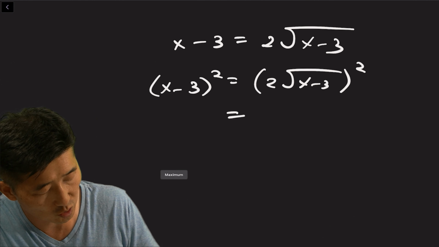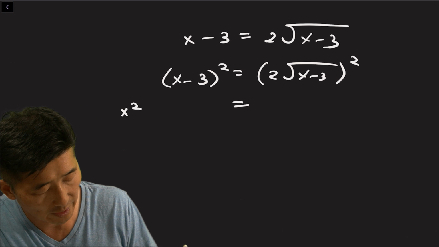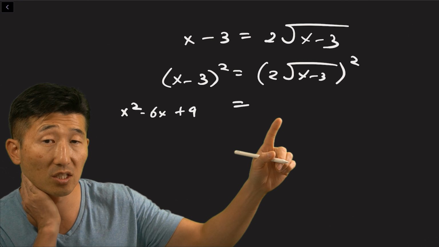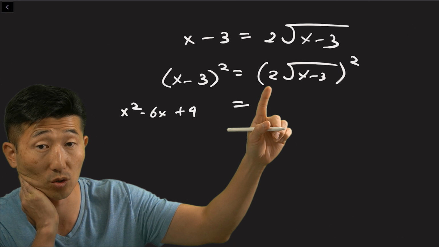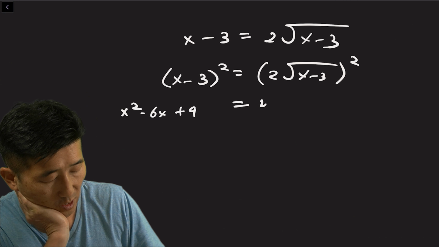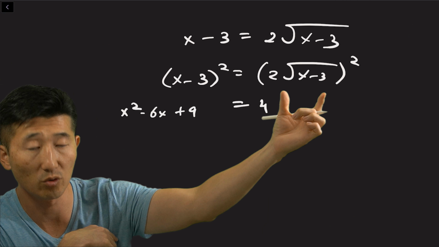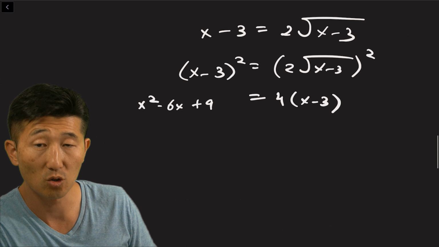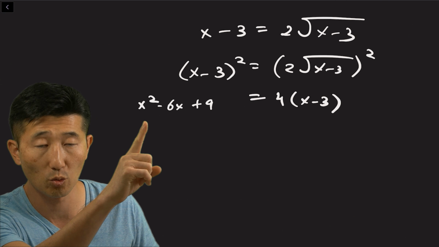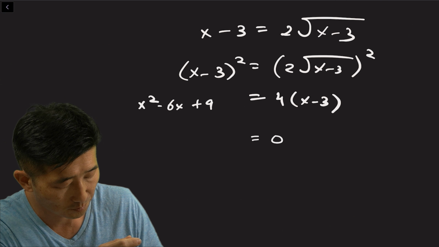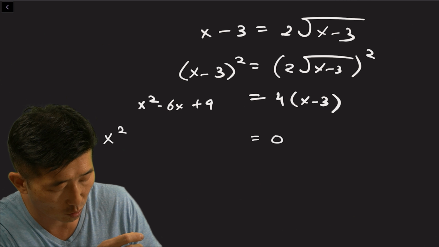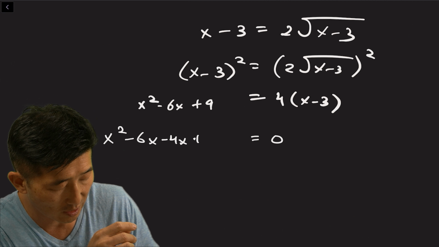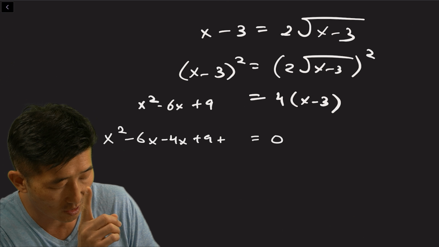Just be careful when you do these. This is going to become x squared minus 6x plus 9. And this, when you square the 2, it becomes 4. And when you square the square root, you get x minus 3. And again, you have a quadratic situation. You have an x squared, so set it equal to 0. So you'll end up getting x squared minus 6x minus 4x plus 9 plus 12.